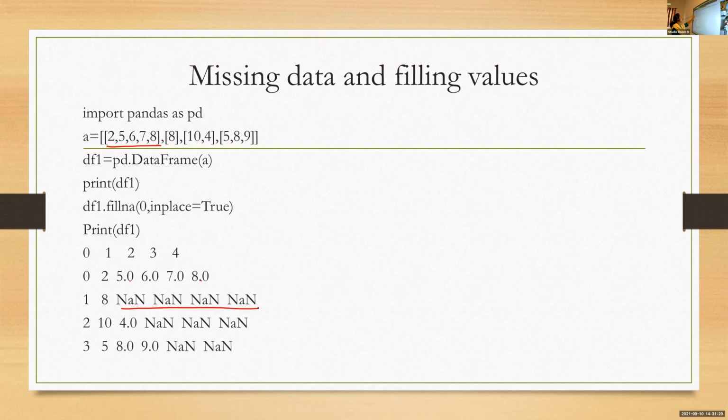Then in the case of the third one, 2 values are there, 10 and 4. All the other values are represented using NaN. Then in the case of the last one, 3 values are there. The other 2 values are represented using NaN. So this is about missing values.